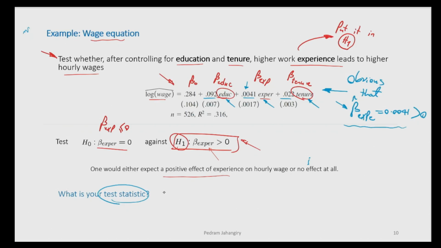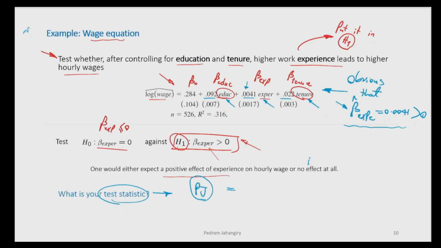Let's construct this test statistic together. For now, I just call it PJ, right? You can call it anything. You call it your initial. This is a test statistic. I want to come up with a mathematical formula to test if experience is relevant, has a positive effect on wage in the entire population.